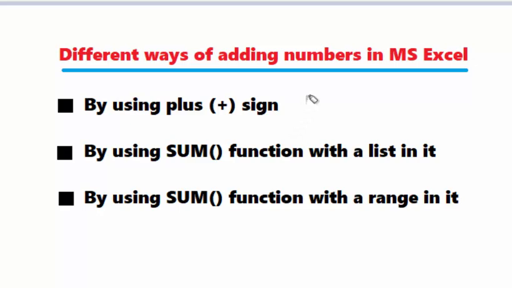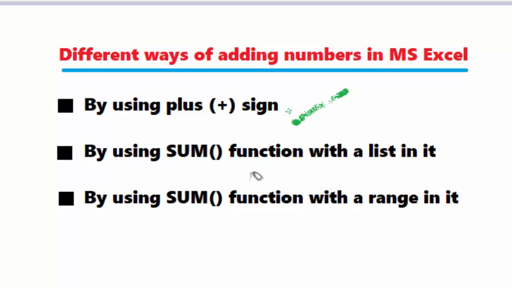Today we are going to look at three main ways of adding in MS Excel. The first one is by using the plus sign, which is the simplest, and some people use it a lot. We will look at the advantages and disadvantages of this method.